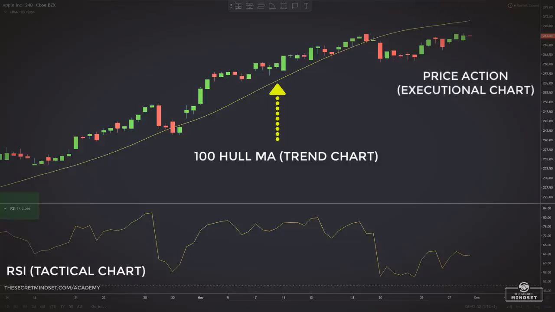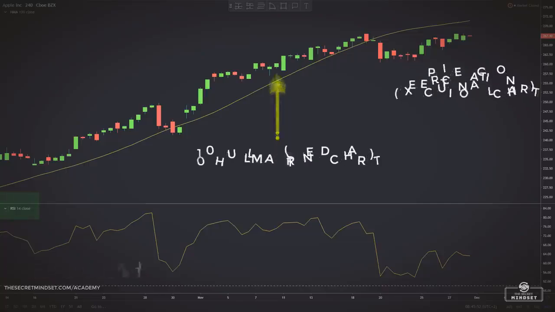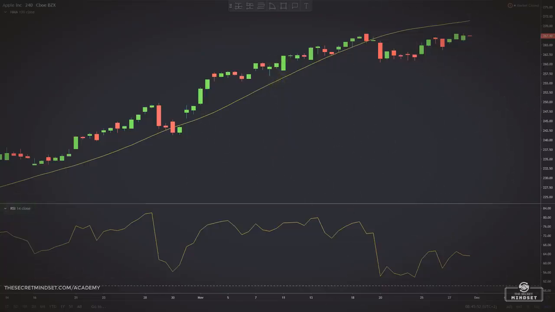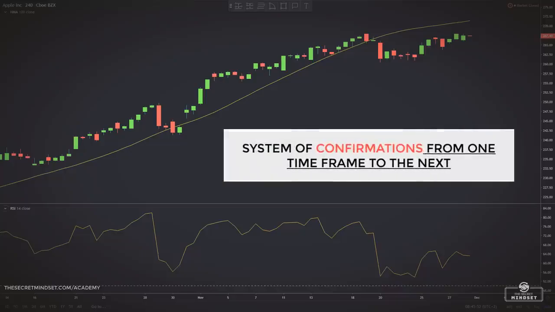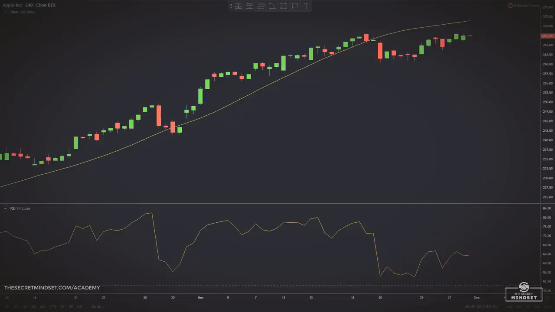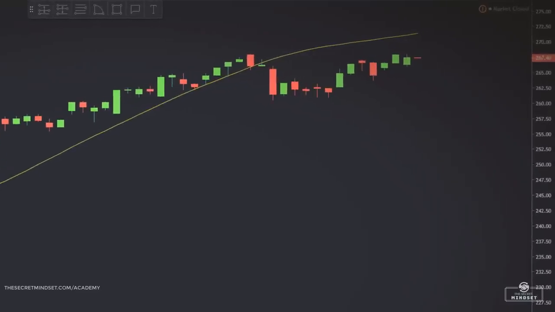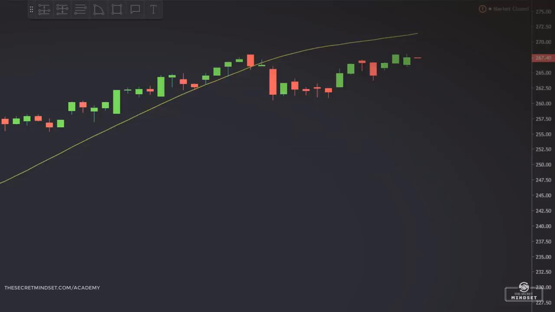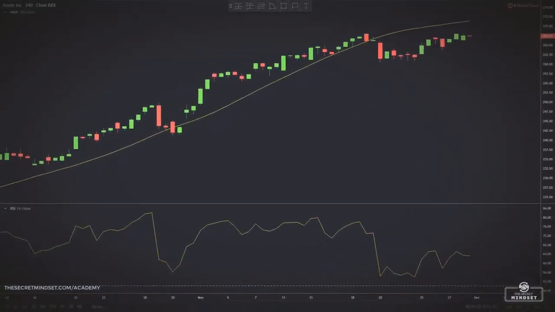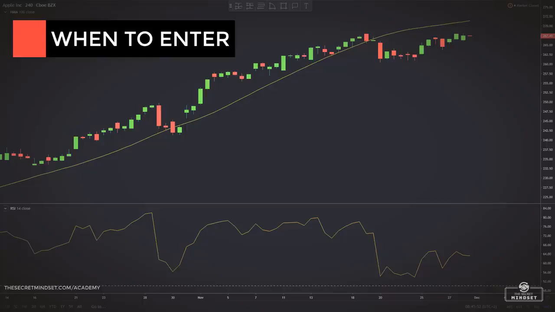Timing is everything with most strategies, and this one is no exception. Triple screen doesn't have a definitive buy or sell signal. It works as a system of confirmations from one time frame to the next. This is done in order to find a suitable time to enter a trend in the likely direction the market is moving. This can be both a good thing and a bad thing, because while there are no rigid criteria, this does mean you can incorporate your own thinking into the strategy. It also means you can make it simpler by using fewer indicators. So when to enter the market?